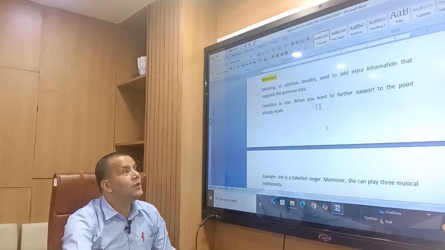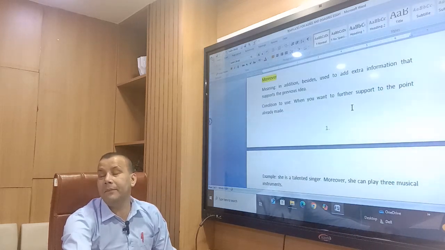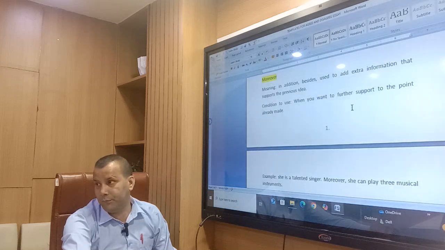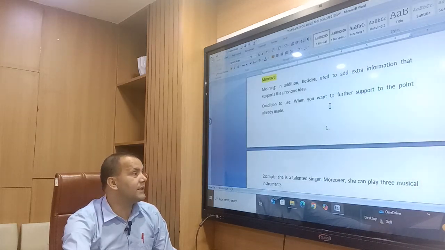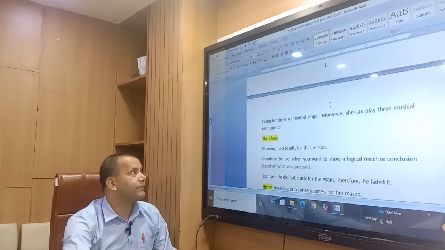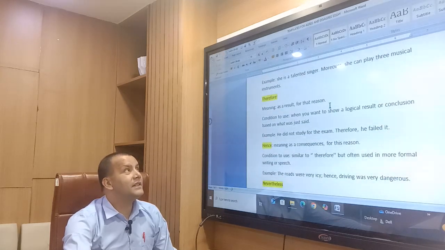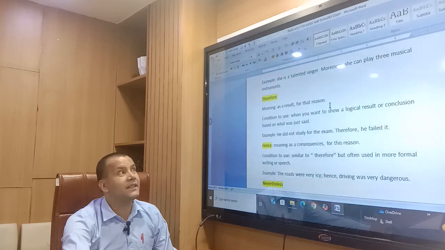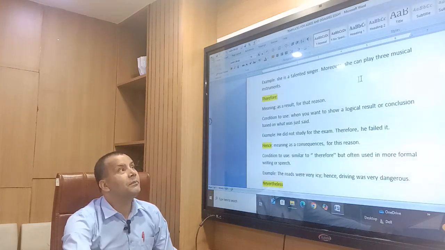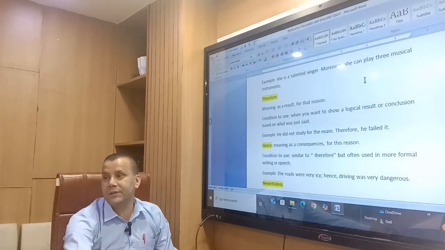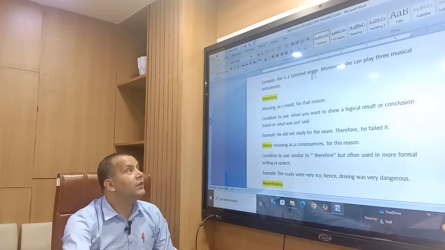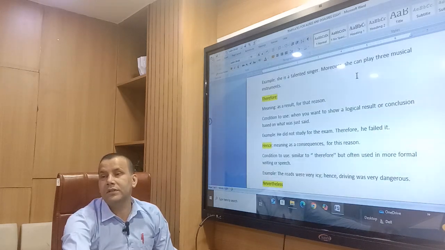Condition to use: when you want to further support the point already made. Okay. If you want to support the point you have already said, you have to use moreover. Next. Example. She is a talented singer. Moreover, she can play 3 musical instruments. Here I have used moreover in order to support the what? Previous statement. To support the previous statement, you have to use moreover.